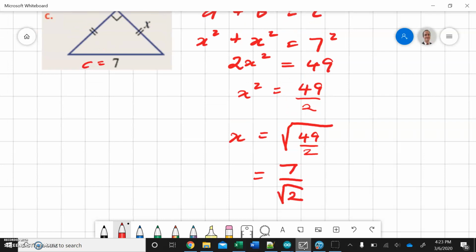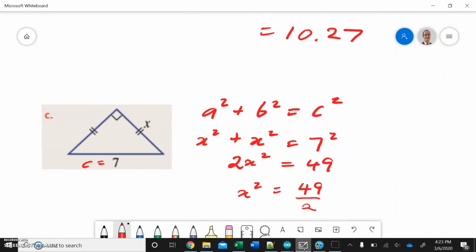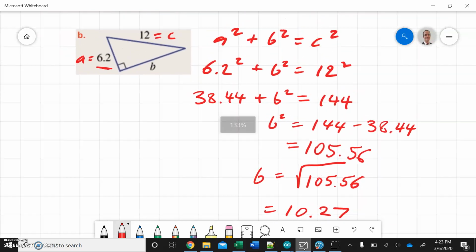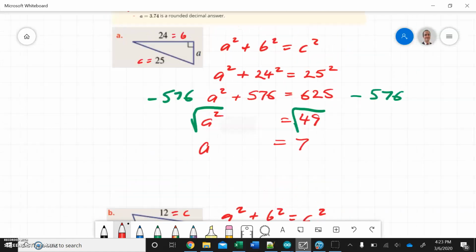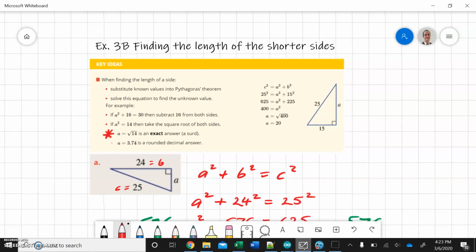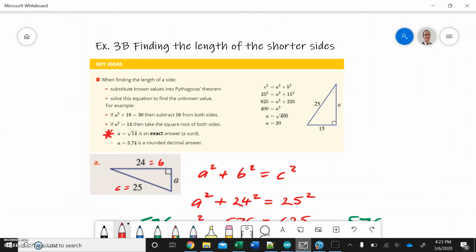Okay, and that's it for that type of question. So guys, get into the exercise. If you'd like to read through the key ideas a little bit more in your books, you can. But that's essentially it for this chapter, for this exercise.